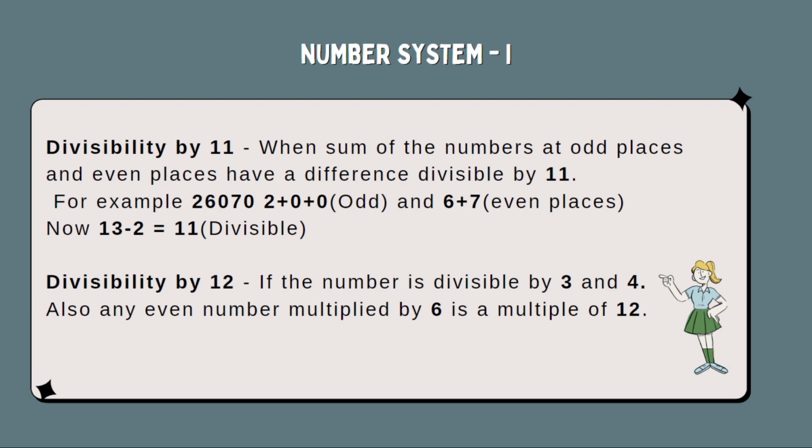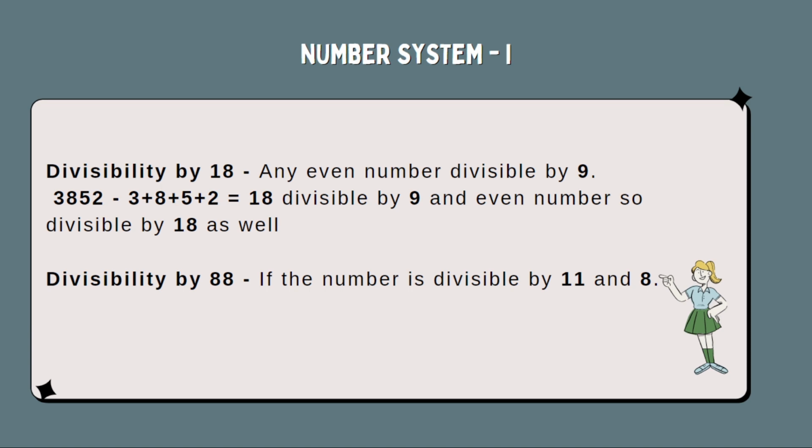Divisibility by 12. If the number is divisible by 3 as well as 4, then the number is divisible by 12. Okay, also remember this. Whenever we multiply an even number with 6, that is a multiple of 12, so that number is divisible by 12. For example, take any even number, 6. 6 into 6 equals 36. 36 is divisible by 12. Correct. Bingo.